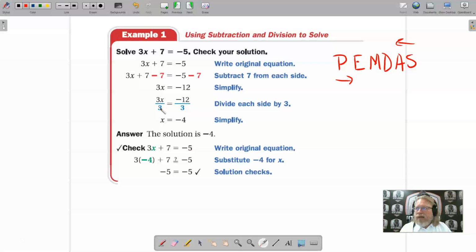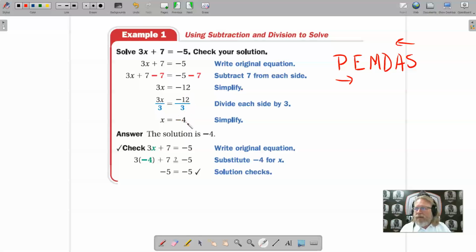And what we do to one side, we have to do to the other side. So -12 divided by 3. Here the 3s are going to cancel each other, and we get x, and negative 12 divided by 3 is negative 4, because this is a negative being divided by a positive. So since they are different signs, our answer there is going to be negative, and 12 divided by 3 is indeed 4.